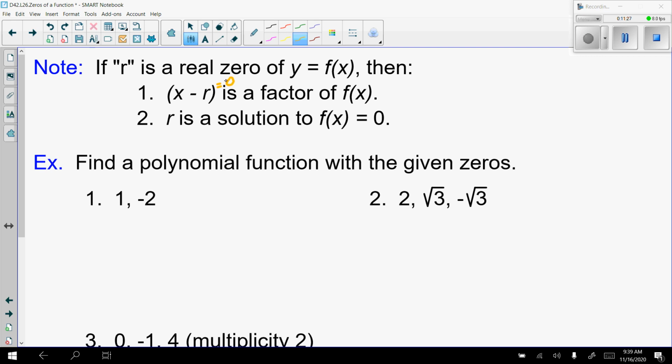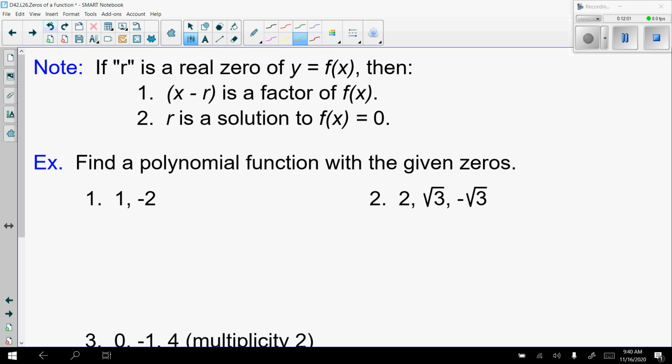And then when you solve, you would add the number r to both sides, and in this case, x equals r, which is why that is. So this is something you should already know. Maybe you haven't thought of it this way, but you already know it. And number 2, if r is a real zero, then r is a solution to the function. Meaning, if you take that real zero, substitute it into the function, and simplify, you will get 0 out.